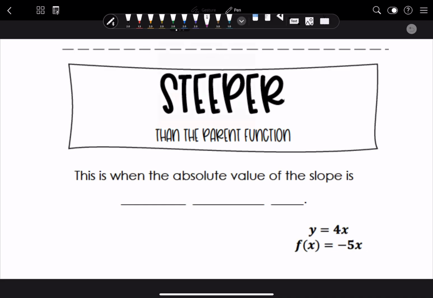And this is when the absolute value of the slope is more than 1. You'll also want to remember that absolute value right here means that you're only looking at the number, the distance from 0. Pretty much, you don't care if it's a positive or a negative right now to determine if it's steep or flat. If you want, on the front of this, you can also write that the absolute value of m must be greater than 1.